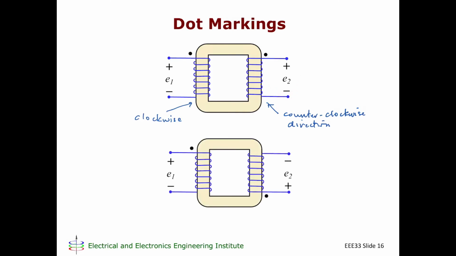On the other hand, again here I have clockwise, and here I also have clockwise. Then my dot marking is going to be, this is dotted with this. So these are going to be my relative polarities. This is E1 and this is E2.